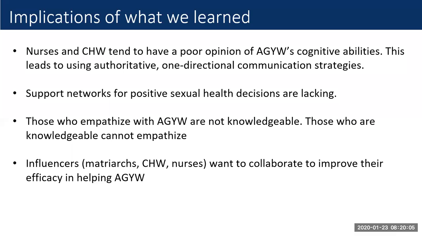The third point is that people who empathise, so your peers or your man, or maybe sometimes the male partners, who may understand your perspective and not wanting to go to a clinic, are often not knowledgeable. And many times, certainly the peers know less than you, or they have a lot of misinformation. And those who are knowledgeable can't empathise. So you've got this complete mismatch in terms of what adolescent girls want to know and where the information is coming from. And then there's another point here, that influencers, the matriarchs, the community healthcare workers and the nurses all want better collaboration between them. So they don't want to speak to a girl in isolation.